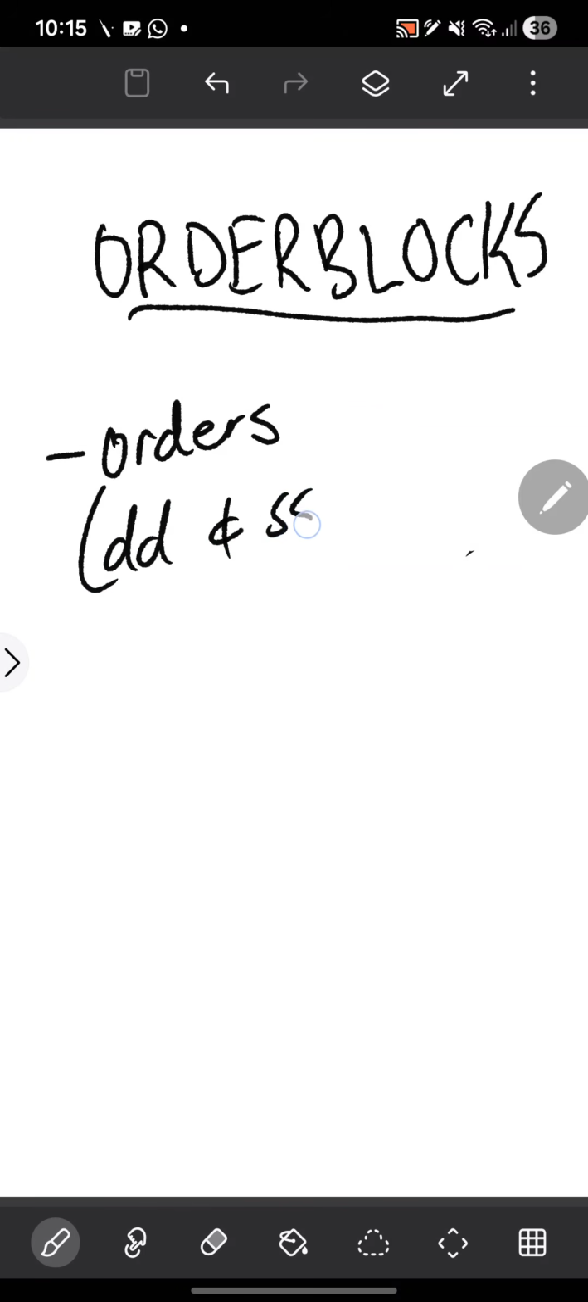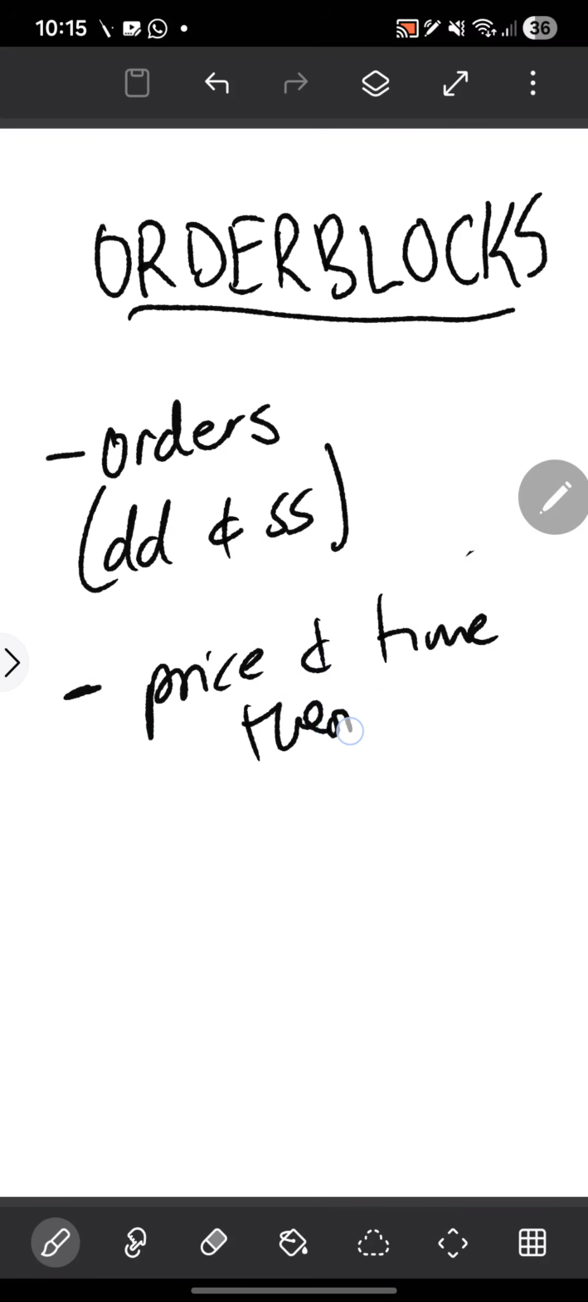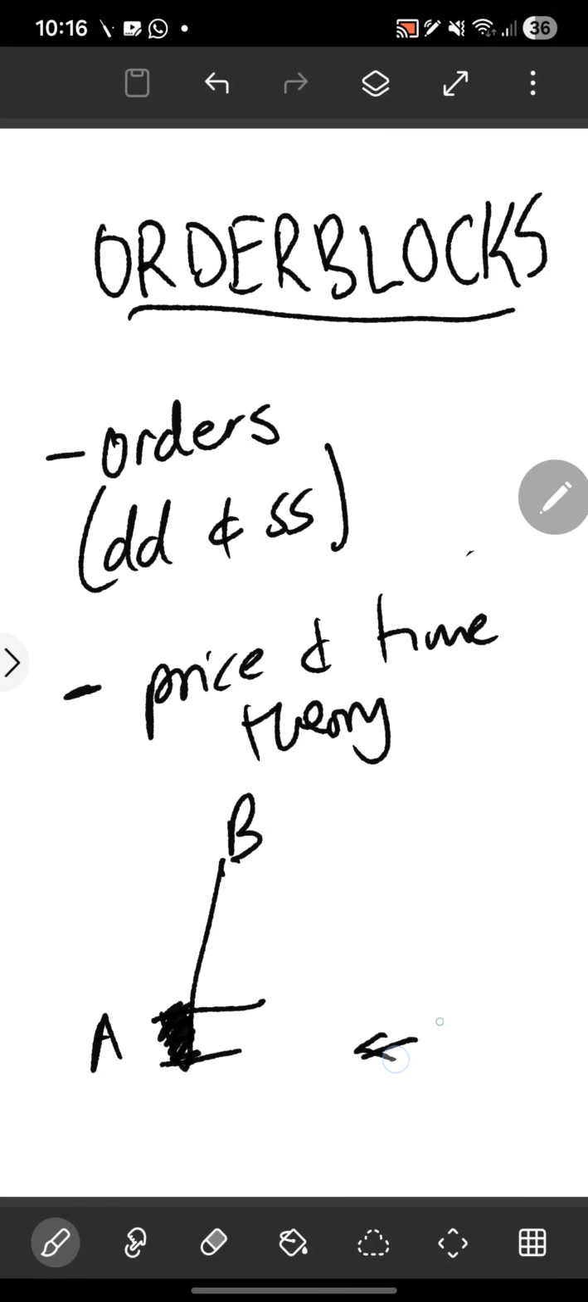is demand and supply. So these are orders. And why do we think order blocks are important? Remember, what moves the market is the demand and supply, and the market is moved by what? By the price and what? And time theory. So what you need to understand is that when price moves from this point A to point B, we expect that at this particular point A, where price is coming from, there are a bunch of orders that would have caused price to move up, as you can see.